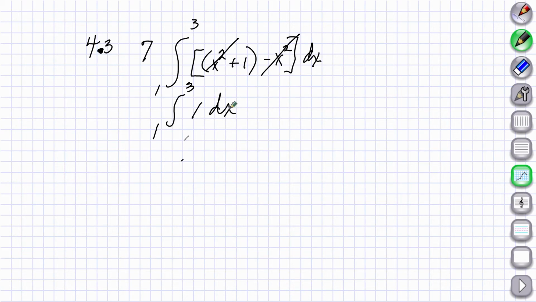Well, for me. Okay, so then what's the integration of 1? x. x, from 3 to 1. So it's just 3 minus 1, which is 2.